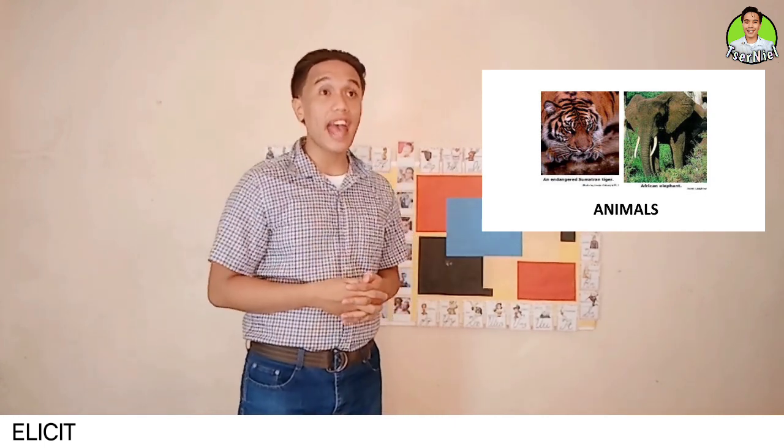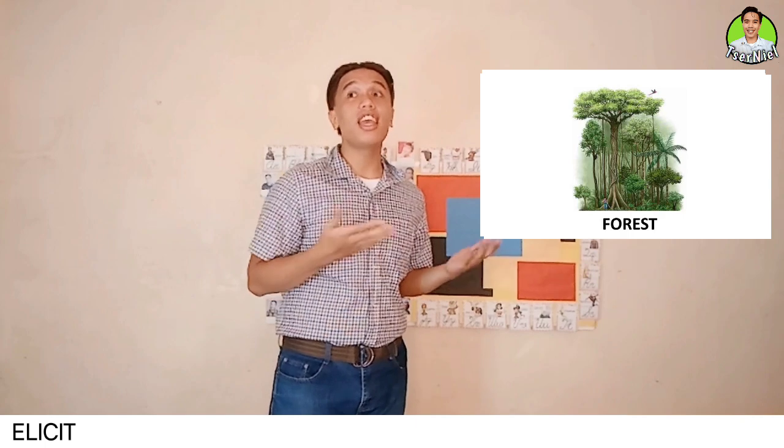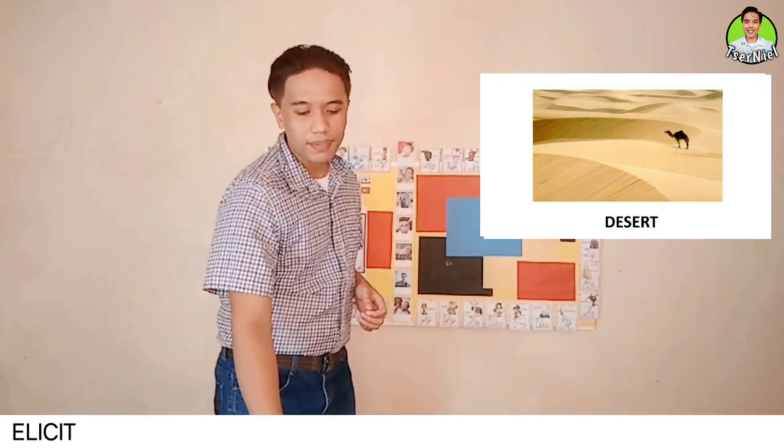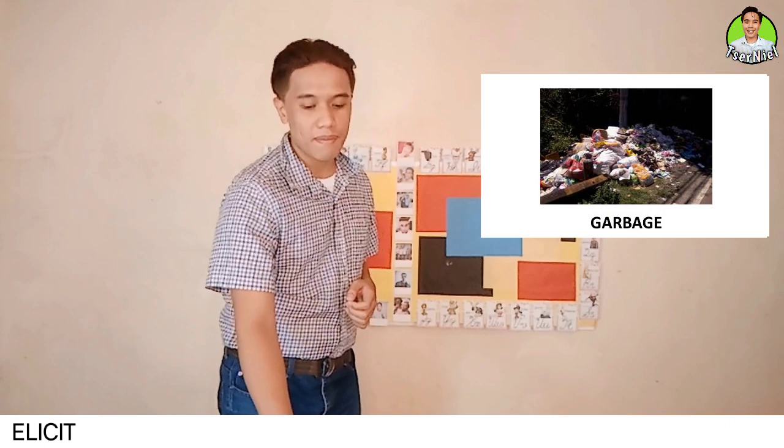Correct. These are animals. Third picture. This is a forest. Correct. Fourth picture. This is a desert. That's right. Last picture. This is a garbage. Correct.